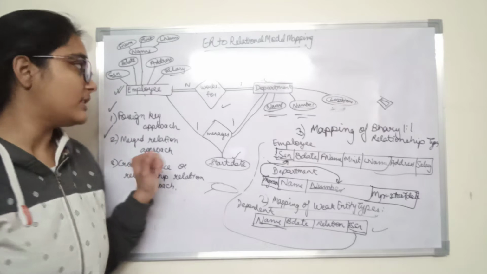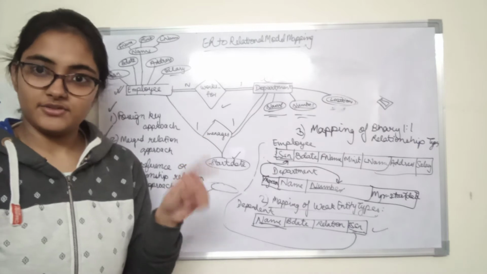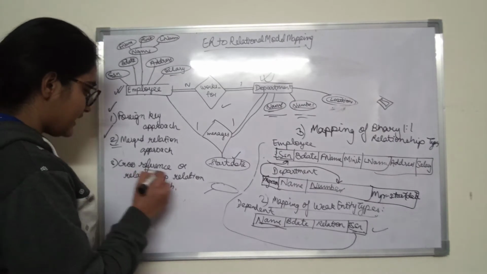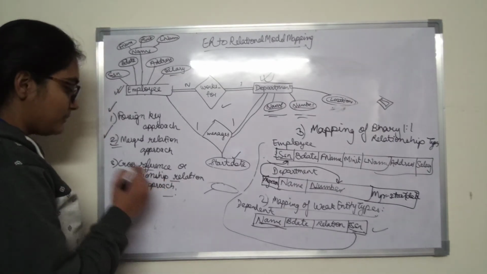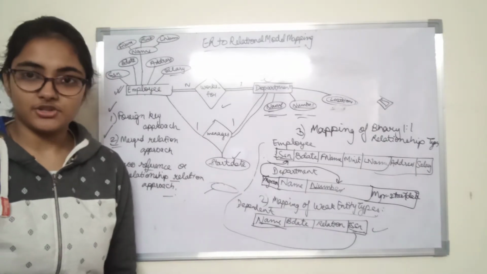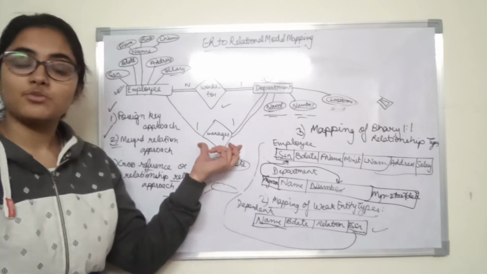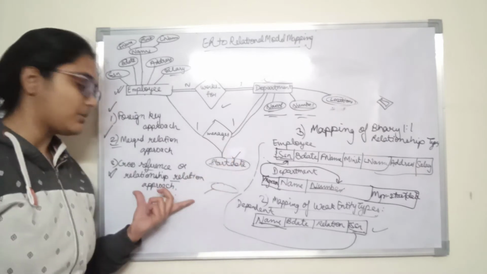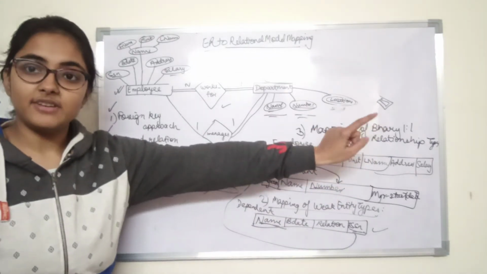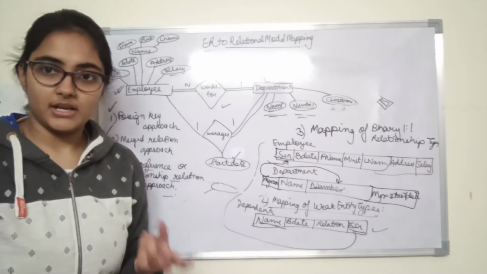Then this approach can be popular, that is, we can represent both the entity types as well as the relationship type in a single relation. So that is about the merged relation approach. This cross reference or relationship relation approach, we will look at in detail when we talk about mapping of binary M:N relationship types. In that we will also see how to map a 1:1 relationship type by using this approach. For now just remember that for mapping of binary 1:1 relationship types, the most popular approach is the foreign key approach.